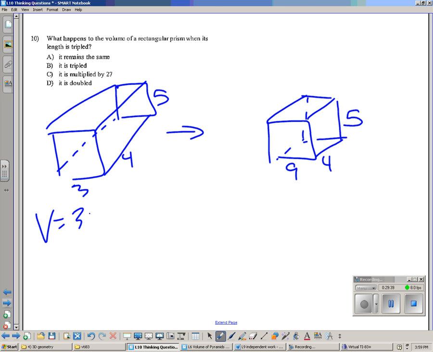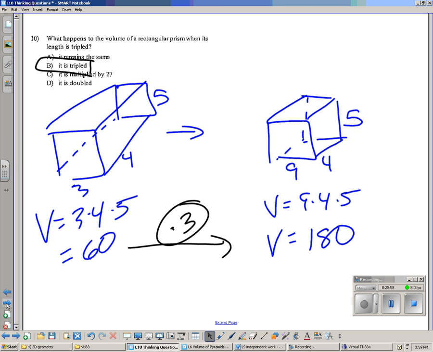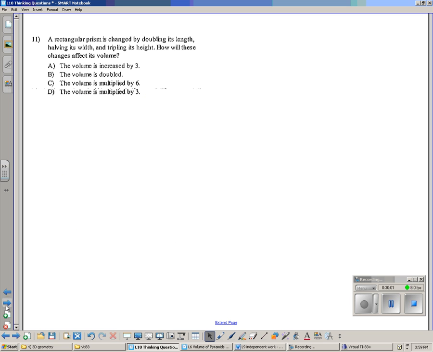Volume here is 3 times 4 times 5, which is 60. Volume here is 9 times 4 times 5, which is 180. 36 times 5 is 180. So now if you notice, the volume from 60 to 180 is multiplied by 3, so it tripled, which makes sense. I tripled one of the dimensions, the volume, therefore, is going to triple.